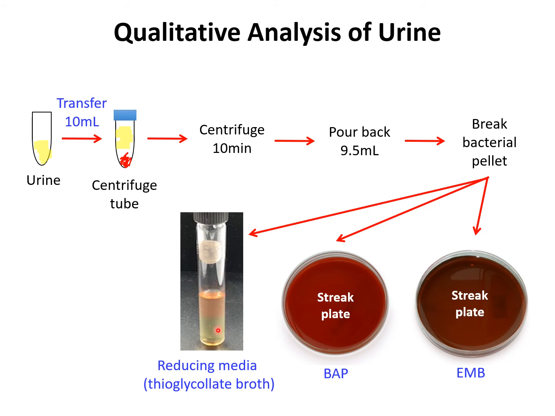Now, we know that EMBs are both selective and differential plates, so they're only going to allow gram-negative bacteria to grow on them, and they're differential for lactose fermentation. If you see a pink color or a green color, that would mean that the bacteria can ferment lactose. Blood agar plate is an enriched type of media, so it's not selective. It's enriched, so it's going to allow all sorts of different bacteria to grow on it.